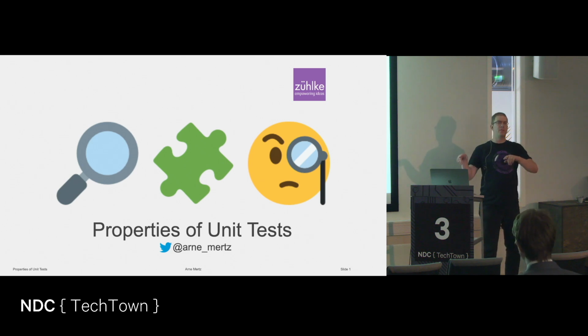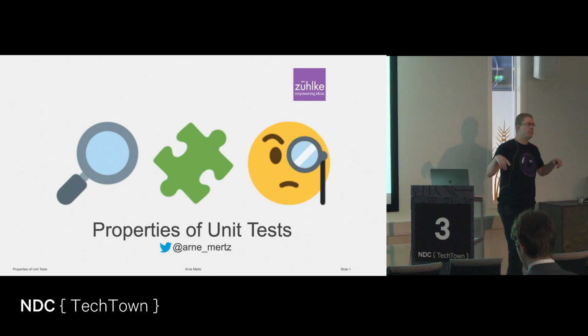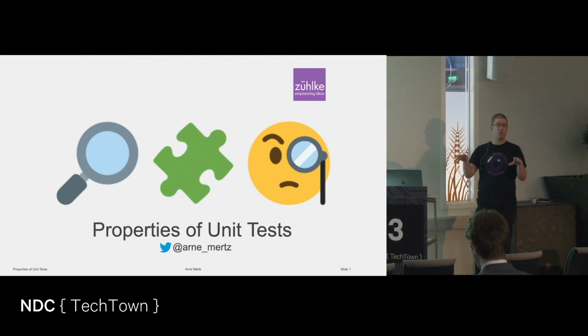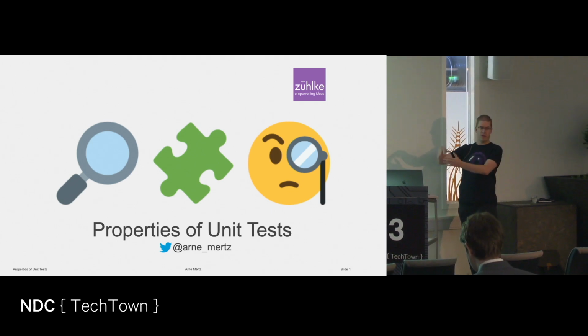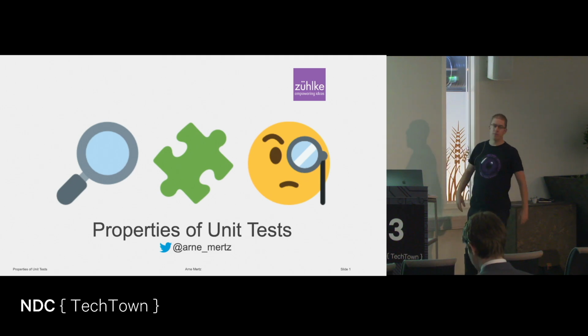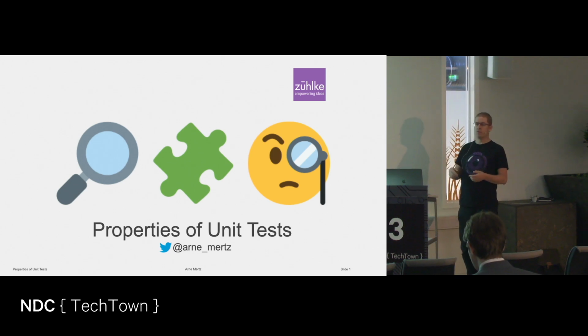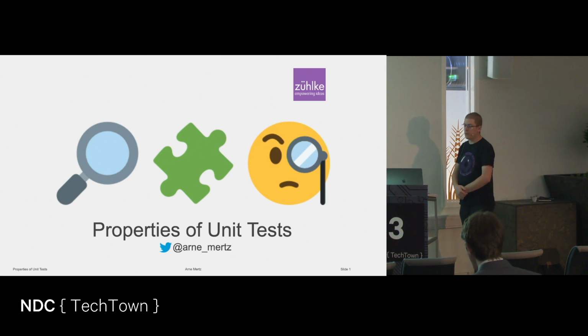A little disclaimer right up front. I won't be showing you any code, so I won't be talking about exactly how you should write unit tests. This is more about the general properties we want to achieve to make unit tests worth our while, to make them efficient, and to get all the things out of them that we need.